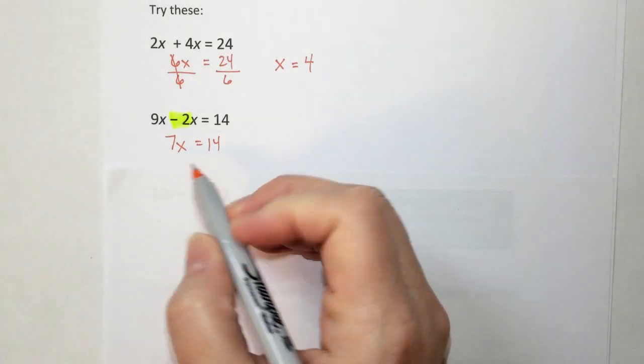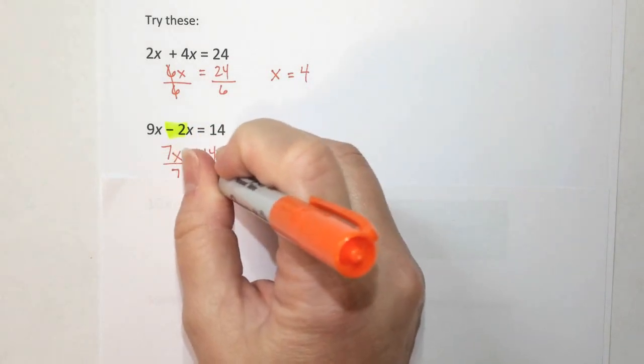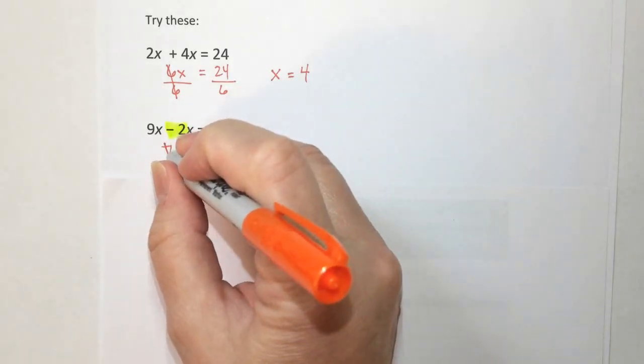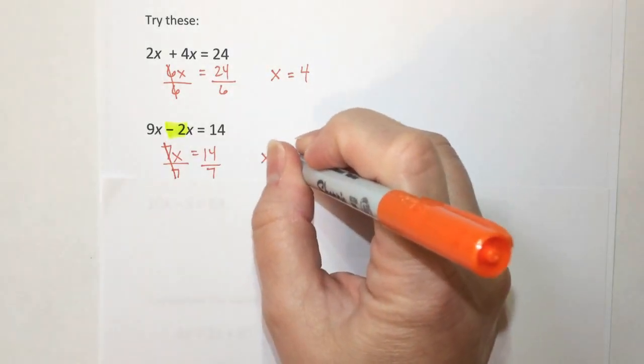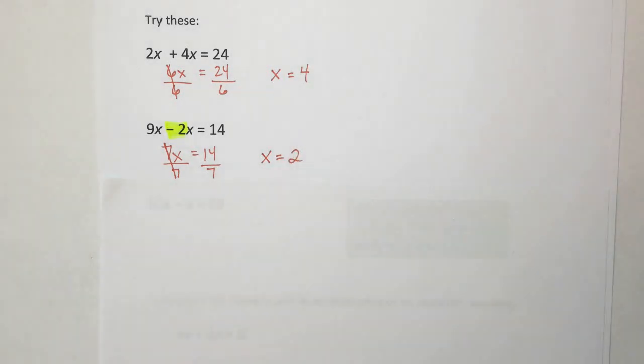This is a multiplication problem, so do the opposite. Divide both sides by 7. Your 7 over 7 will cancel out and become a 1. On the left, you're left with an x. On the right, you've got 14 divided by 7, which is 2.